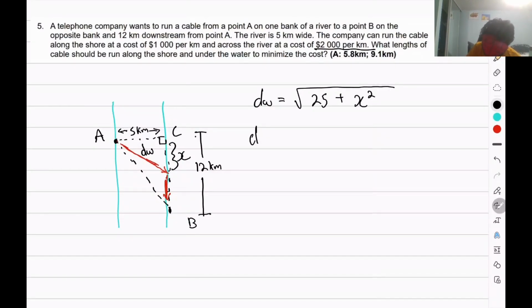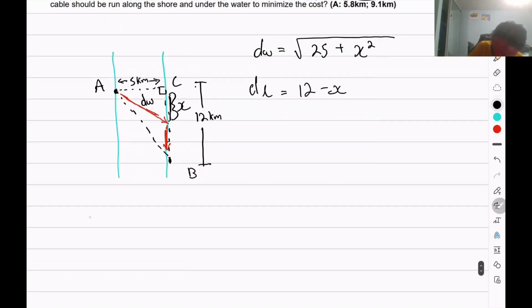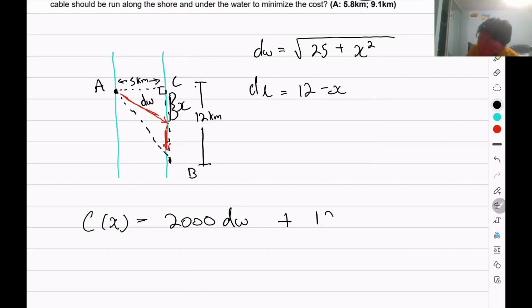Then dl is basically just 12 minus x. As you can see, x covers this amount of distance, and then the rest is covered by walking. So the distance on land is 12 minus x. So with these two in mind, we can put them in the cost function that we will create. So we know that it costs $2,000 per kilometer in water, and it's $1,000 per kilometer on land.